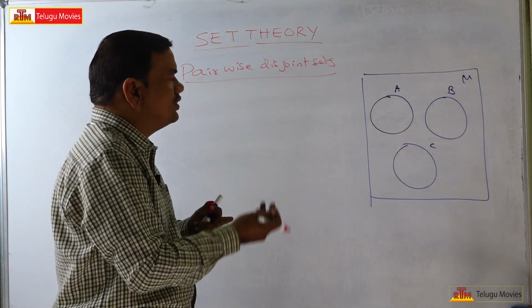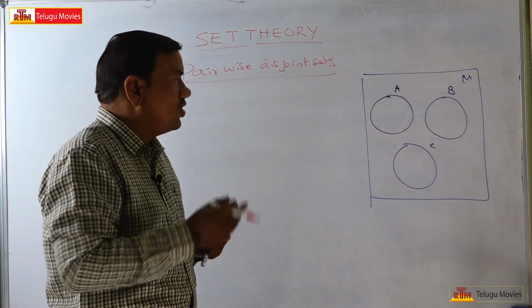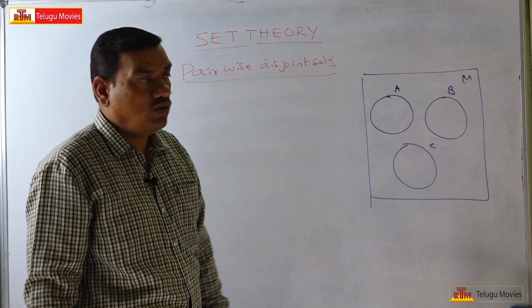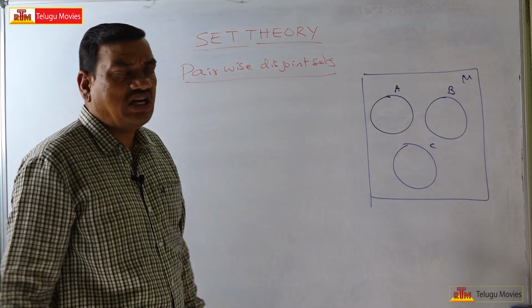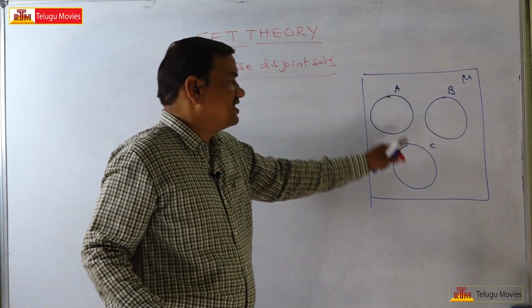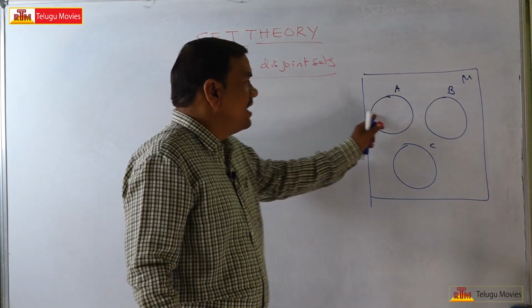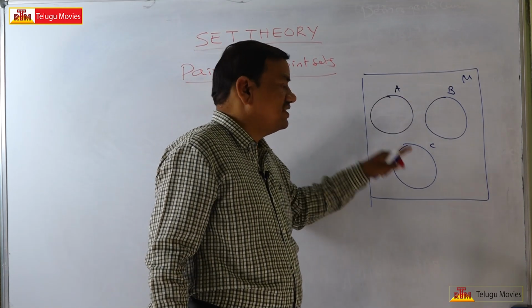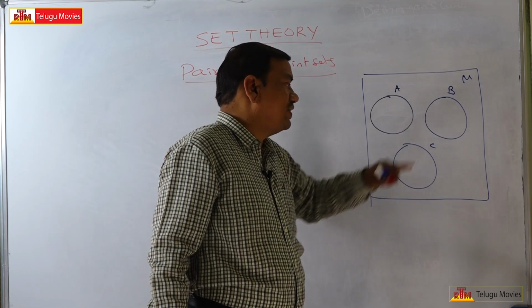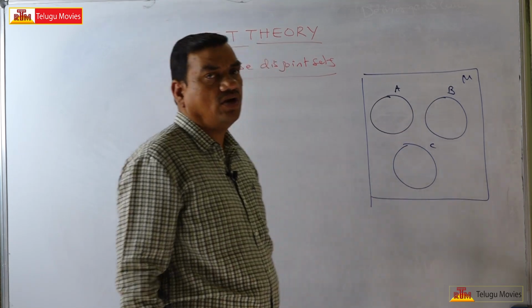So in this, A union B union C gives the number of elements which belong to A or B or C, all the elements you will write. And A intersection B is the null set, B intersection C is the null set, A intersection C is the null set. And A minus B is A only, A minus C is A only, B minus C is B only, C minus B is C only. Okay, now everything you know.